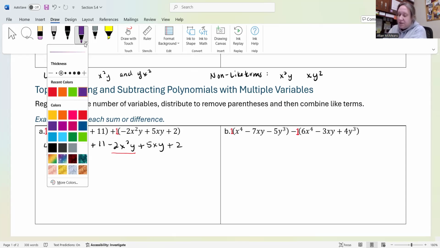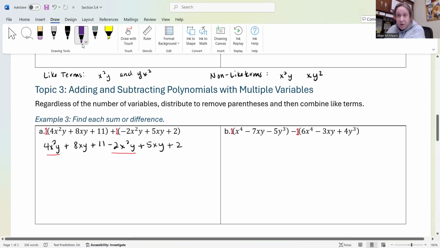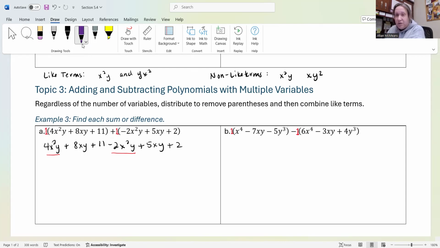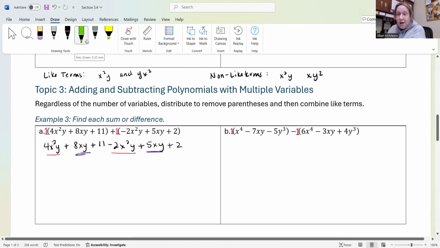Now I need to look at my next type of variable terms or variable factors. The next term I have is going to have just x to the first, y to the first. Do I have another xy term? Yes, I do. I have a 5xy. So those are considered like terms. And then finally, we have constants. Constants are always considered like terms with each other.